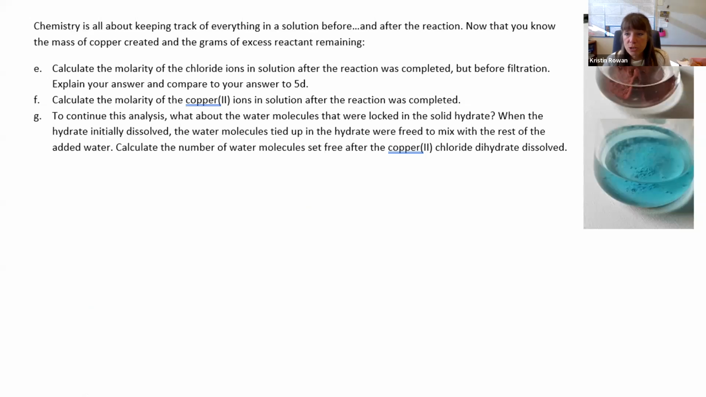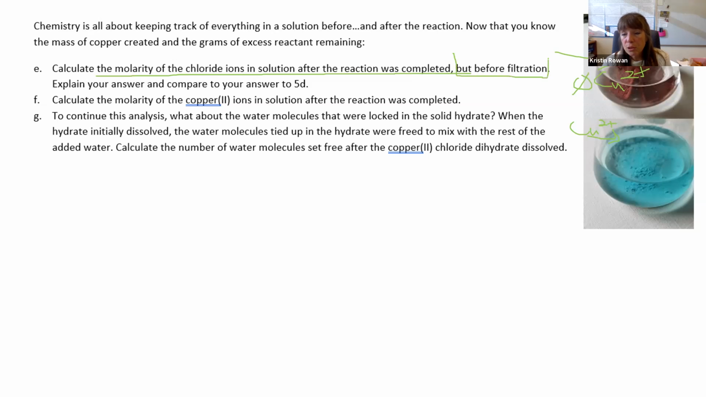I keep on having those pictures because in the top example, the aluminum was in excess and there was 0 copper 2 ions left over, but there was aluminum left over. Now in the bottom picture, you see copper 2 plus must have been in excess and now it's still in the solution. So given your scenario, depending on how much you got out of your quiz, calculate the molarity of the chloride ions in solution after the reaction was completed.